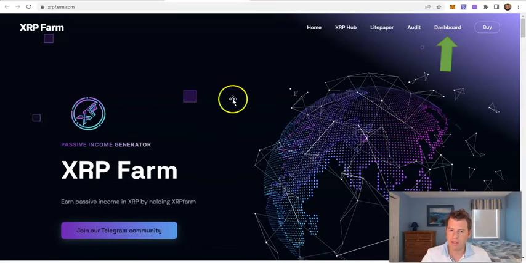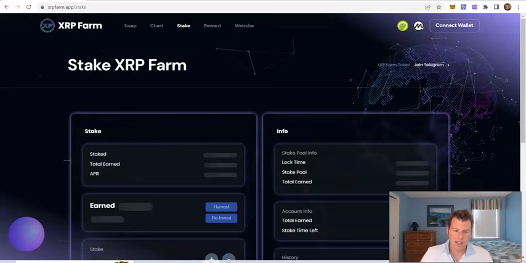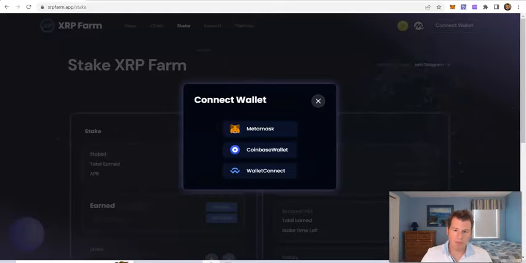If you go to the website, go to the dashboard. Here's what the dApp is. There's the swap, chart, stake, and rewards tabs. In the swap tab, you can swap BNB, USDT, and ETH for XRP Farm tokens. The staking is not live yet. Here it is. For the staking, they're aiming for mid-November for that to become live, so pretty soon.